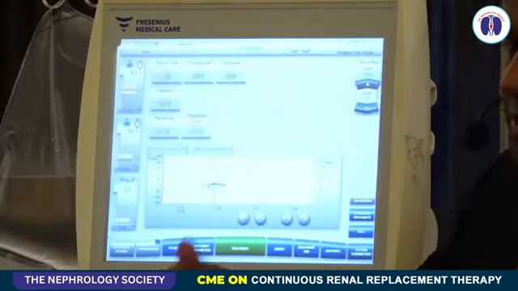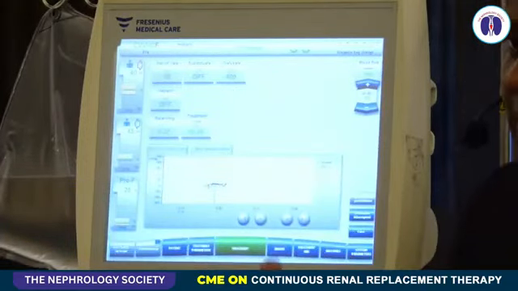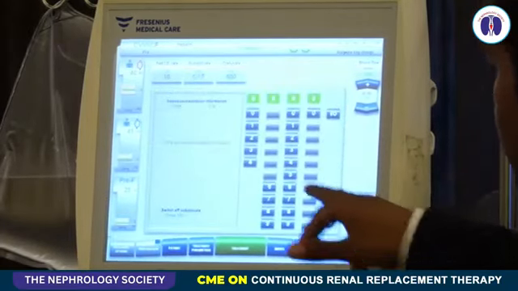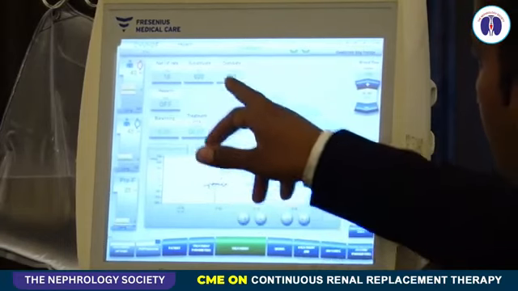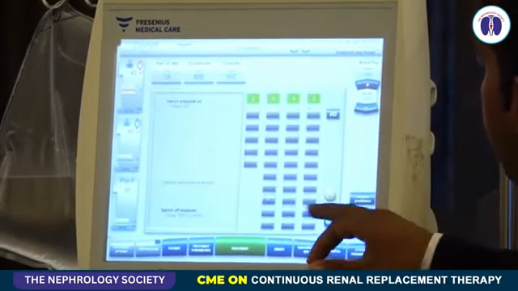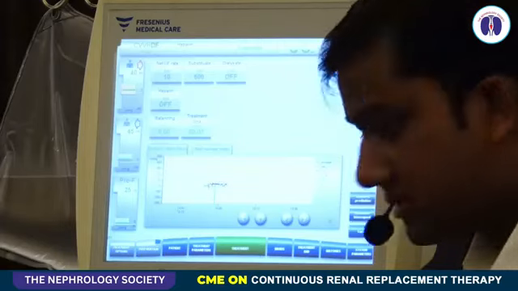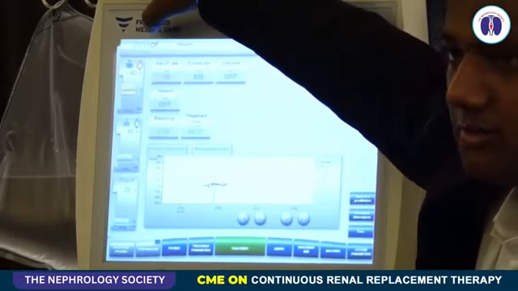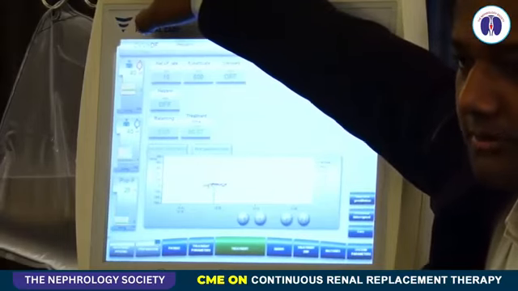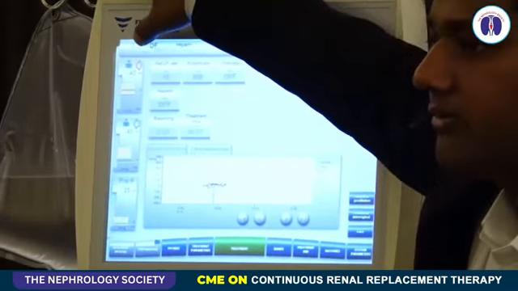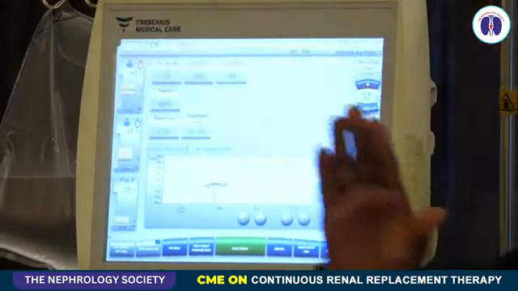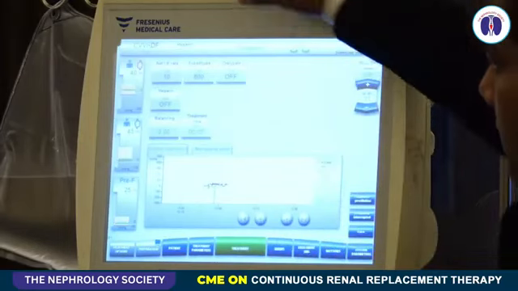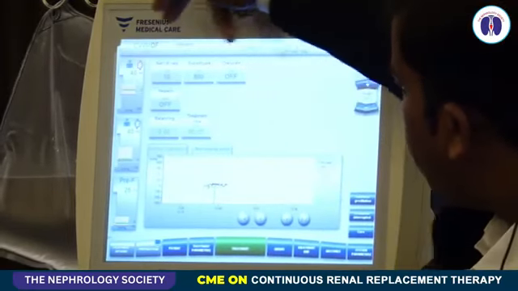Let's say on day 3, we don't require dialysate. So we switch on the substitute and keep the dialysate off. Now this pump will stop, the other pumps will work, and the machine will be in CVVHF mode. It is only convective-based therapy, where we are removing middle and large molecule toxins. So you can go from CVVHDF to CVVHF, or CVVHF to CVVHDF.